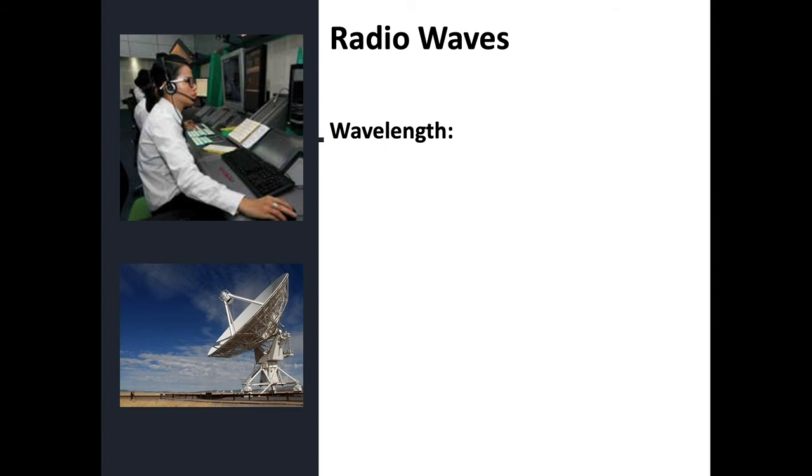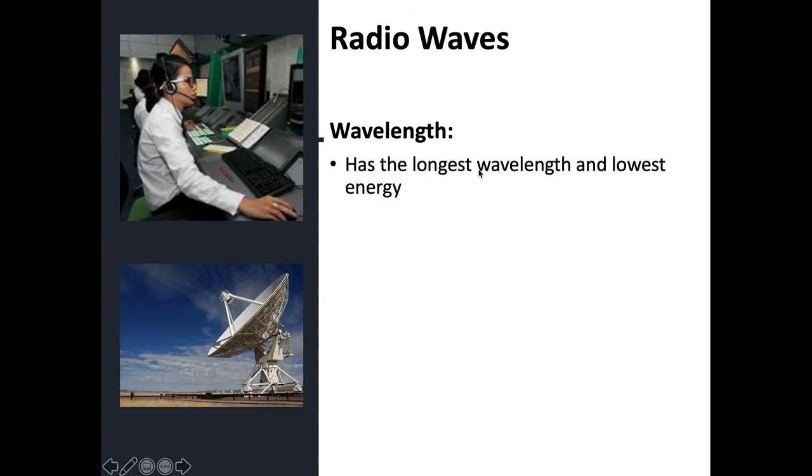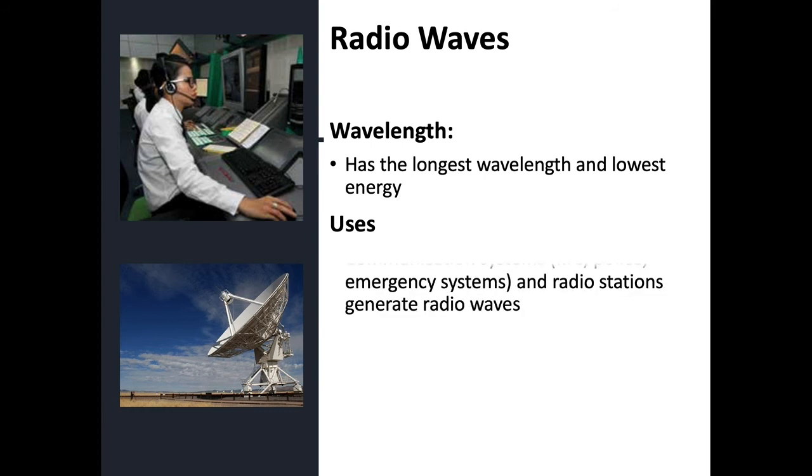The radio wave wavelength is the longest wavelength, and it has the lowest energy, which means that it's got the least amount of humps. Uses for radio waves are often for communication systems. So fire, police, emergency systems will use radio waves because they're a very reliable means of communication. Radio stations generate radio waves. So if you're driving around in a car, you might tune to a certain radio station. That's tuning to a specific kind of wave that's going to come into your car and be transferred into that information. So that's how music would be delivered.